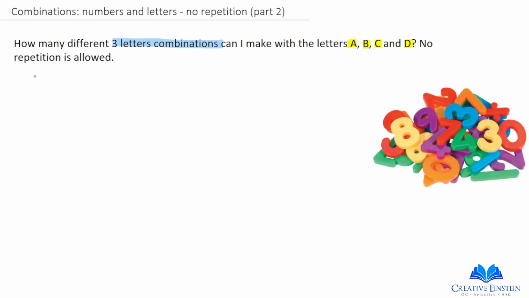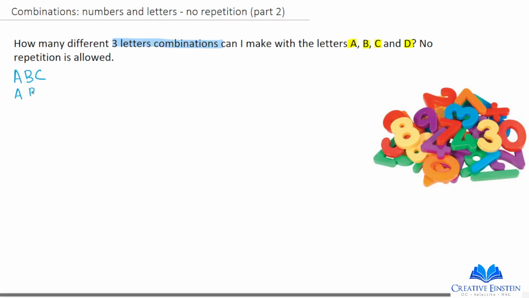Remember we're going to write this in a systematic order. So we're going to start with A, and we'll write all the first letters of the alphabet. So ABC is my first combination. I'm going to do ABD, and that's it. ACB, ACD, and then ADB, ADC. And that's it for my A's.